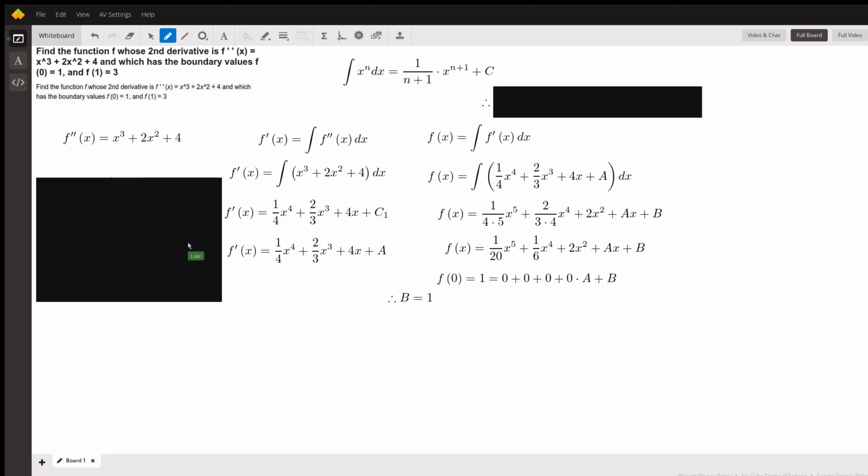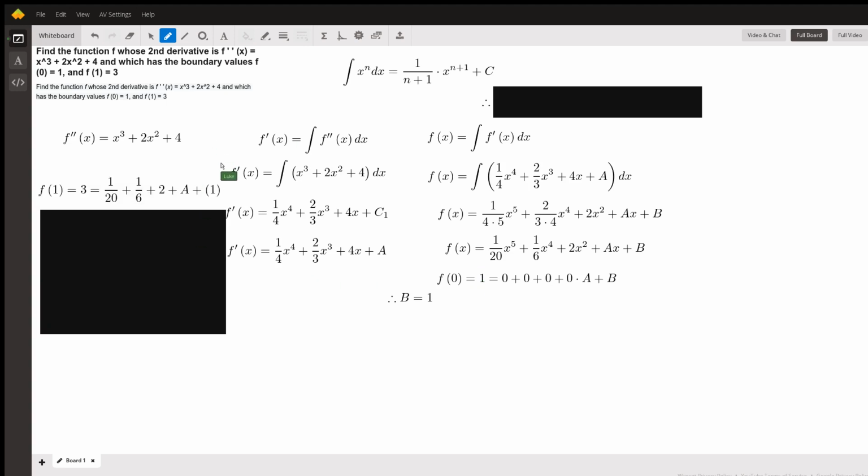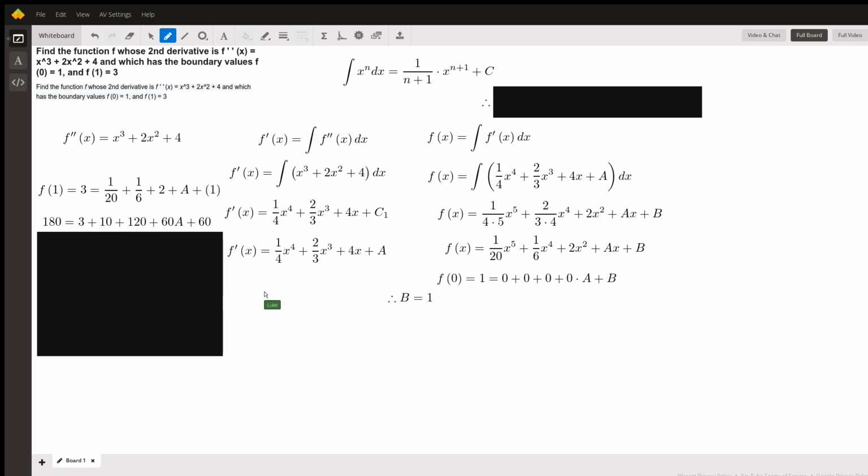Then you have to do the f of 1 equals 3, which basically says that all of the x's raised to their powers are replaced with just multipliers of 1. So f of 1 equals 3 equals 1/20 times 1 plus 1/6 times 1 plus 2 times 1 plus a times 1 plus our newfound value of b being 1. You could handle this all with fractions. I didn't. I multiplied by the common multiplier of 60.